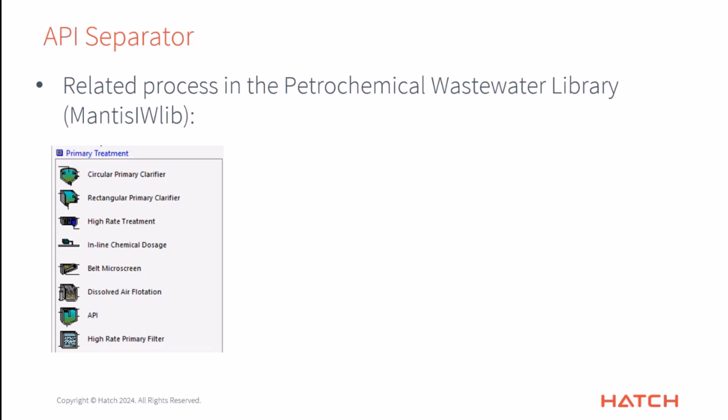If you flip over to that library, Mantis IW is now included in all GPSX licenses as of the last release. And so you'll notice that we have a different set of unit processes. And one of the ones that's unique to the petrochemical industrial library is the API unit. So you'll find it here on the primary treatment unit. And in fact, the DAF is also found in the primary treatment unit there because it's a little bit more appropriate to be used in that sequence of your process flow diagram.